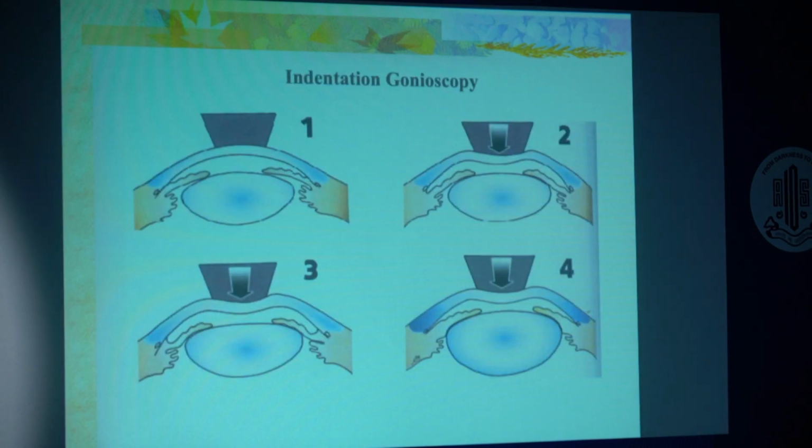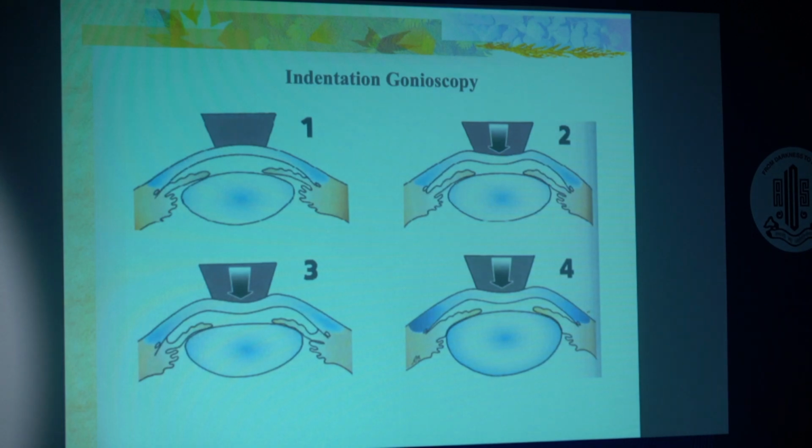So what is indentation gonioscopy going to help you find? Look at figure 1. The angle is closed. You try to push the lens, the indentation. What happens? The angle opens. So what do we say? It is appositional angle closure. Figure number 3: you push again, but the angle doesn't open. The synechiae are there, so you say synechial angle closure. Figure number 4: you push again, but the angle opens a little, but not enough.